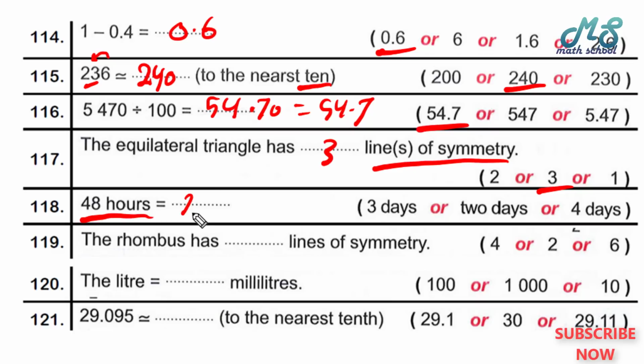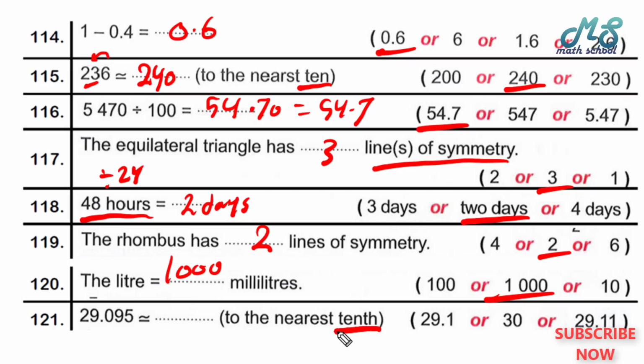48 hours, repeated, equals 2 days. We all know it. Just divide by 24 to convert it to days, so 2 days. He wrote it for you in letters. The rhombus has how many lines of symmetry? 2. The liter is equal to how many milliliters? 1000. He is asking about the basic relation: 1 liter equals 1000 milliliters.